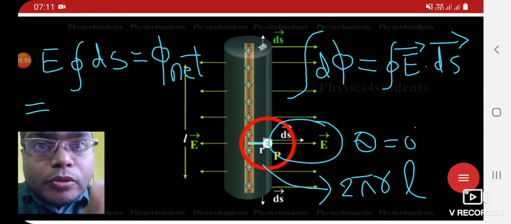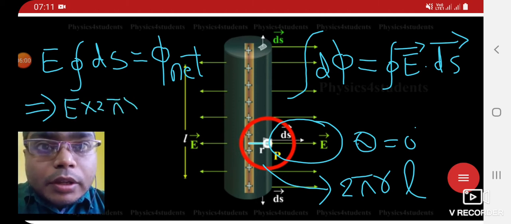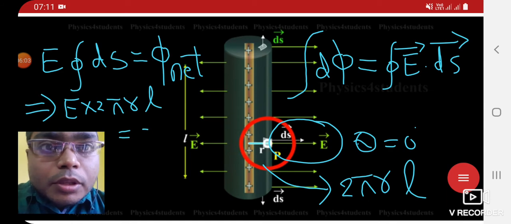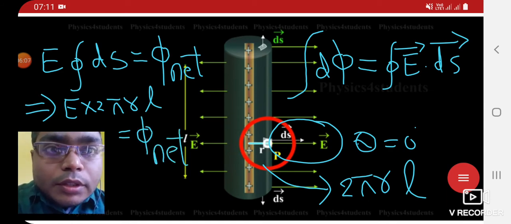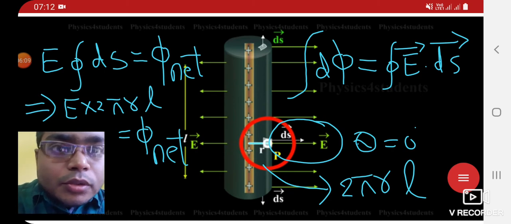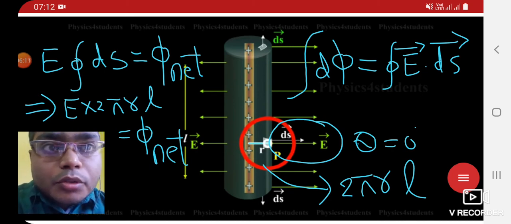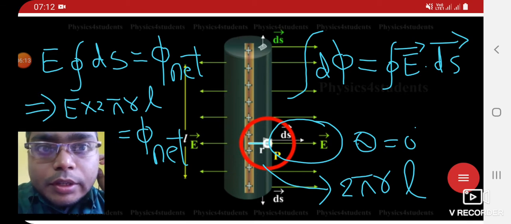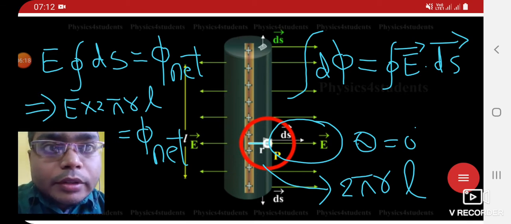So here what we have to write now? Electric field E multiplied by 2 pi r L. So this will be equal to how much? The net flux. So I think this much all of you have understood. So this is the total flux due to the curved surface of the cylinder, that is given by E multiplied by 2 pi r L.